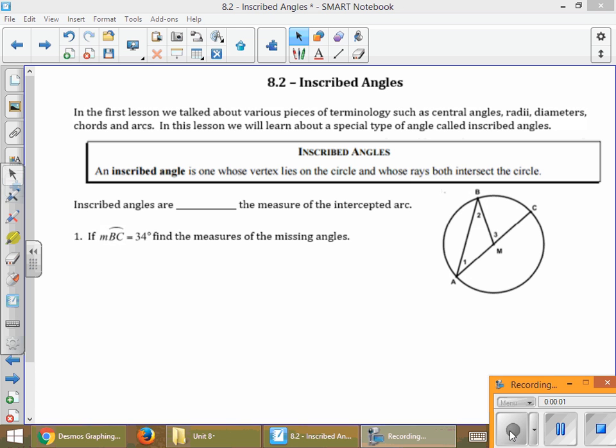All right, so we're talking about inscribed angles. The first lesson you talked about various pieces of terminology: the central angles, the radii, double line, I love that, diameters, the chords, and arcs. Now you're going to learn about a special angle called inscribed angles. Before we go any further, when you hear the word inscribed angle, what's it make you think of?